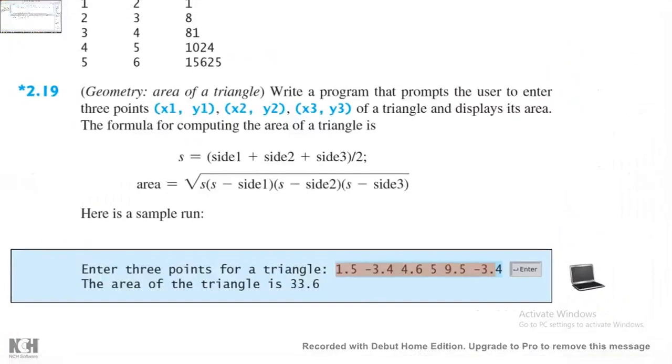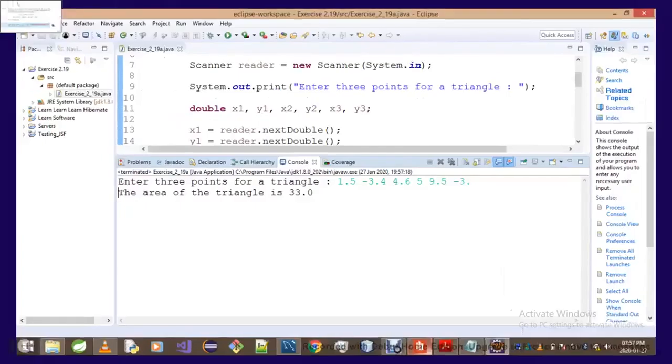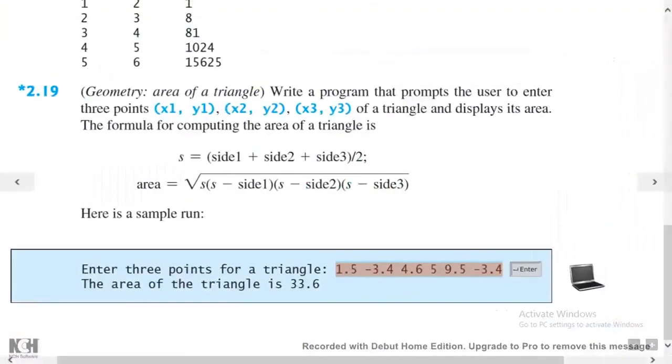33.0. Why am I getting 33? Oh, I excluded this 4 over here. No wonder I had 33. Why can't I copy that 4? Okay. No wonder I got 33. That's because I did not copy this 4 here. Now that I did, let's see what I get. I get the exact number I expected, which is 33.3.